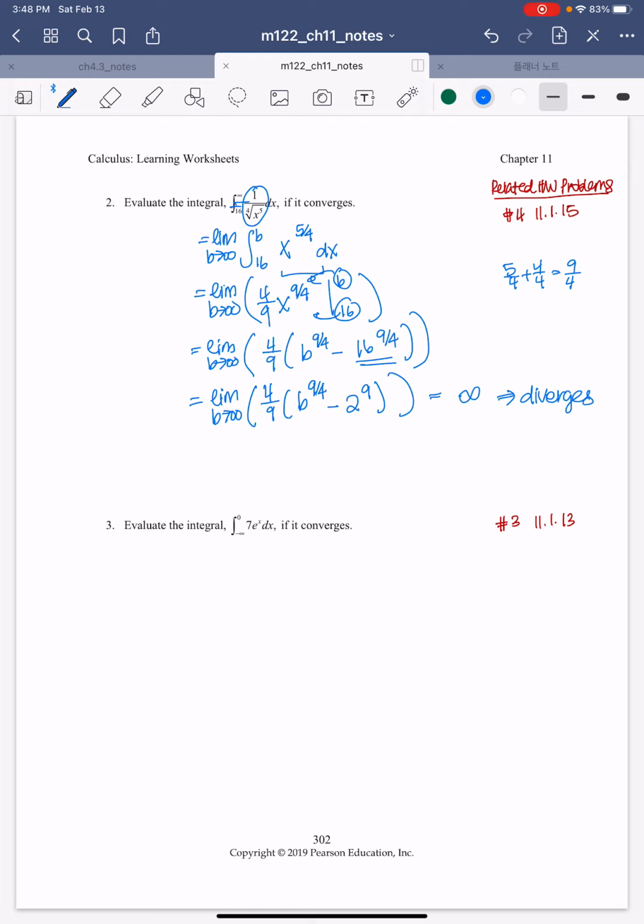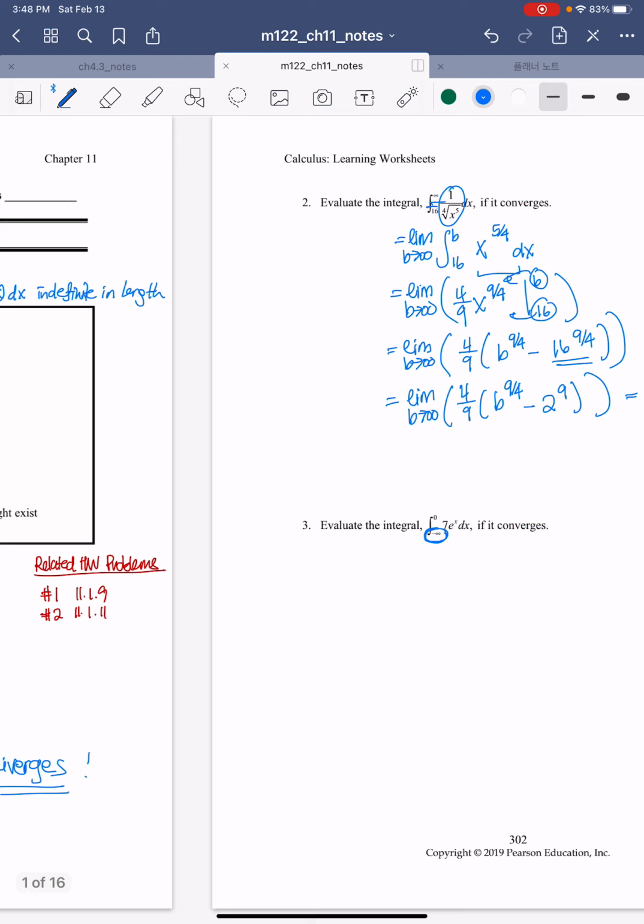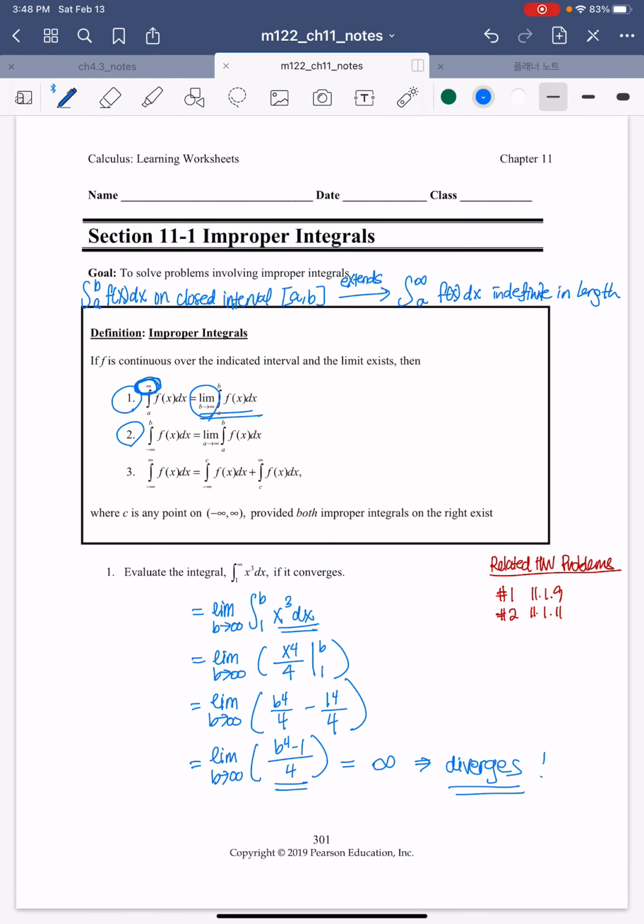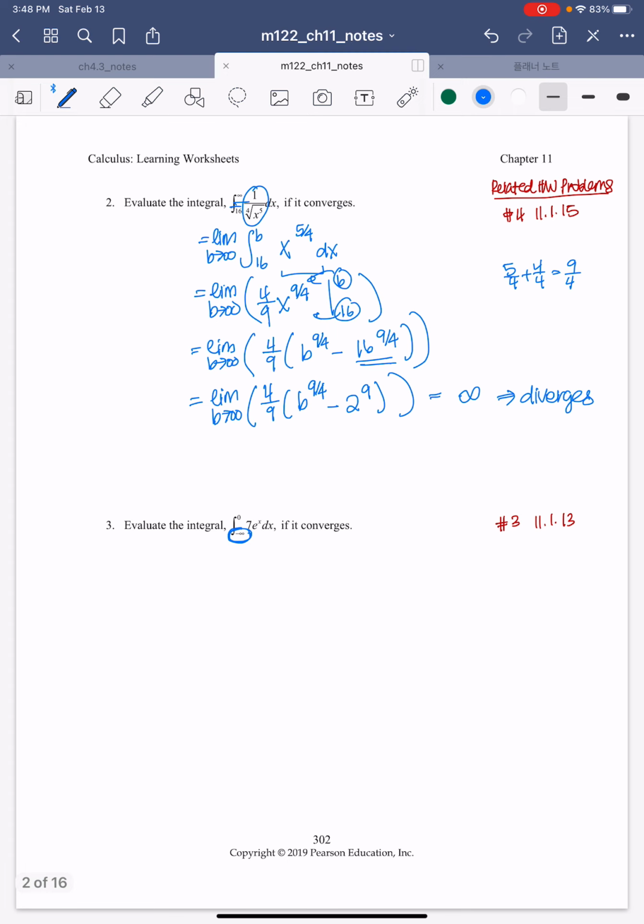So example 1, example 2, we both saw that it diverges. Let's take a look at example 3. Now you can see that my infinity is on the lower limit. So this is case 2, where you have a negative infinity to certain number.